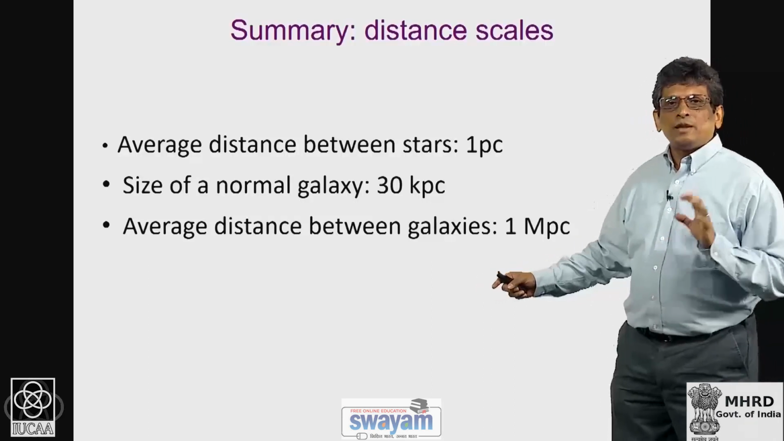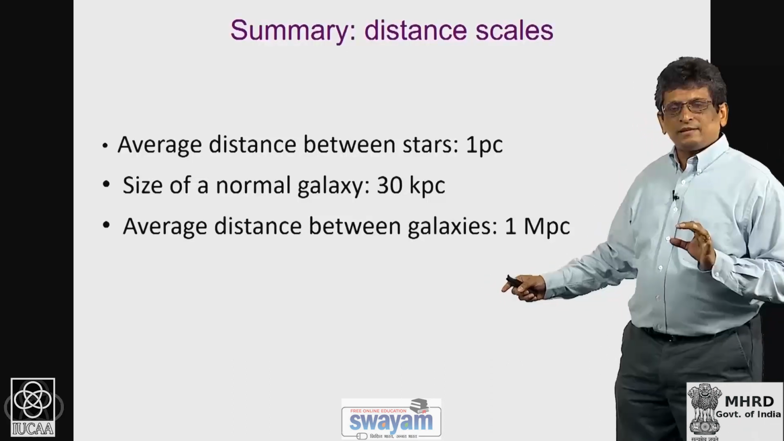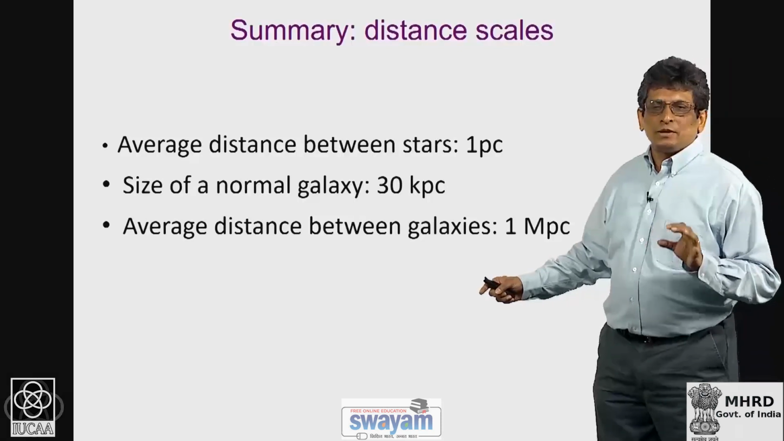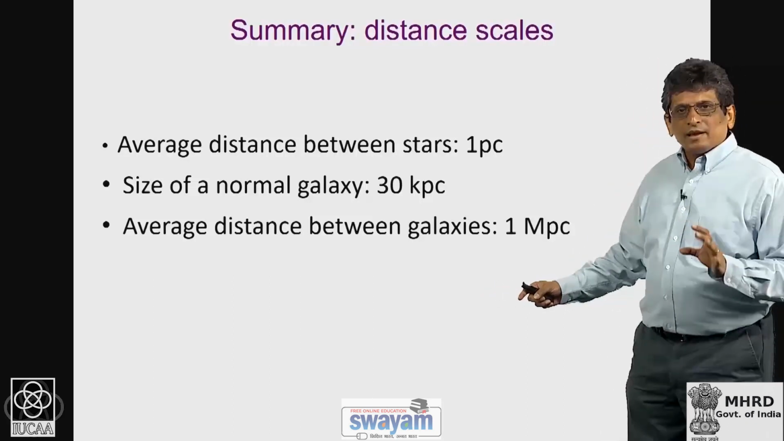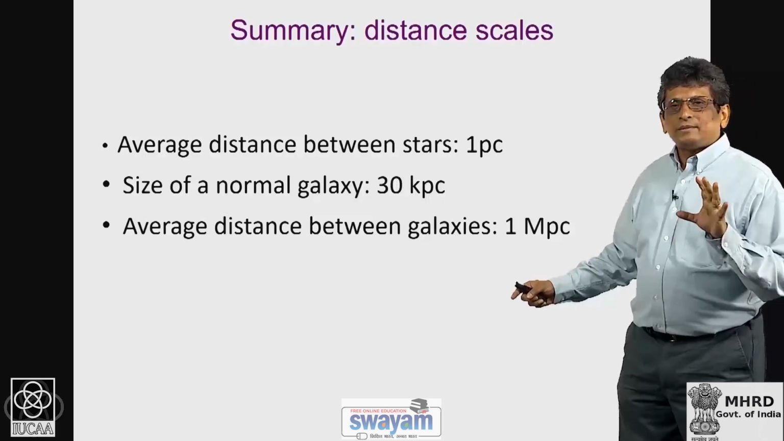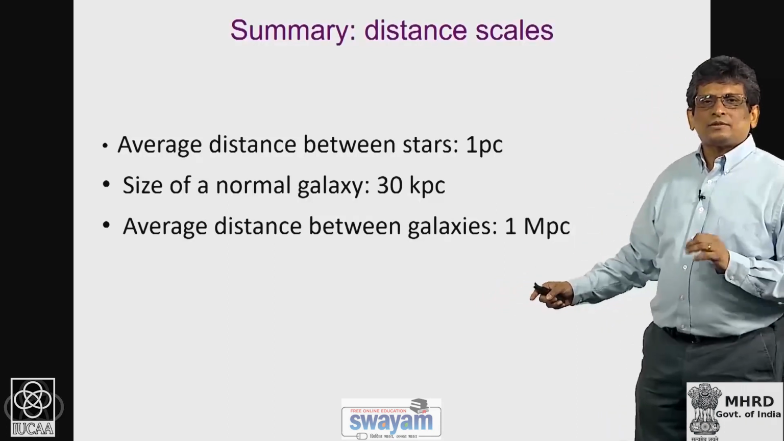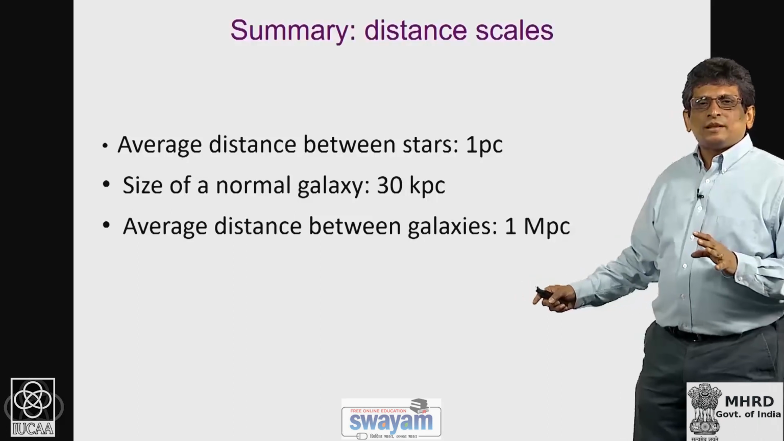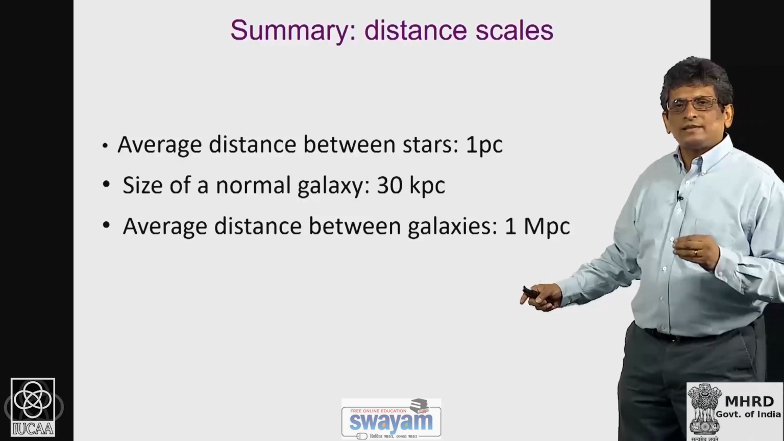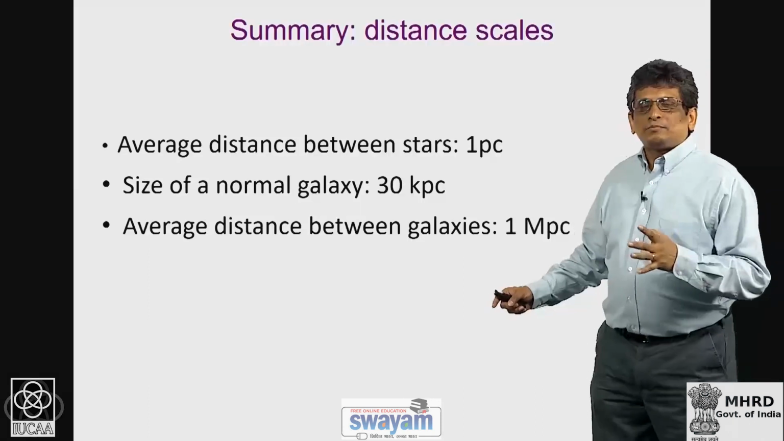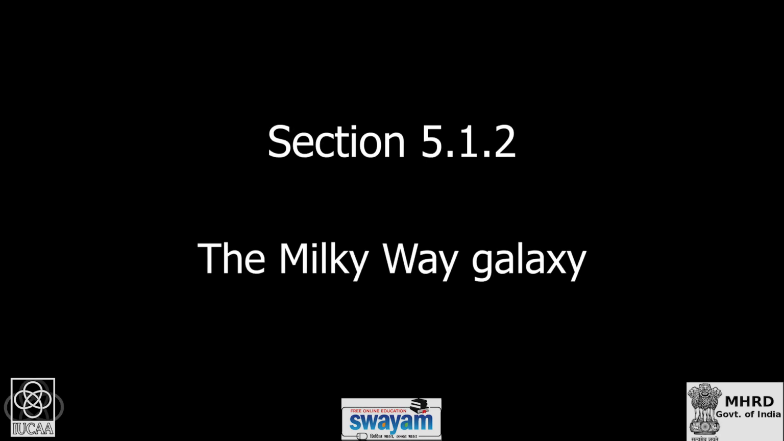Let's summarize. We use the basic distance unit in astronomy, 1 parsec, 3.26 light years. And this actually happens to be the average distance between stars. Our nearest star is about a parsec away from the Sun. The size of a normal galaxy, at least the bit that we see, the stellar part of the galaxy, is about 30,000 parsecs or 30 kiloparsecs large. And it turns out that the average distance between galaxies is 1,000,000 parsecs, 1 megaparsec. Our nearest galaxy, the nearest galaxy to the Milky Way, is about 0.7 megaparsec, but the average is about a megaparsec.